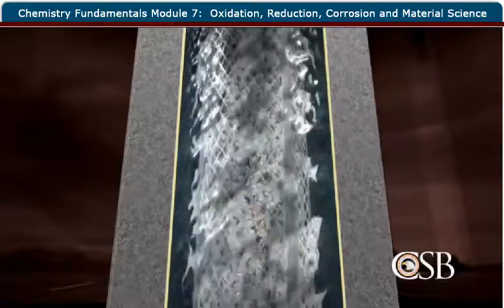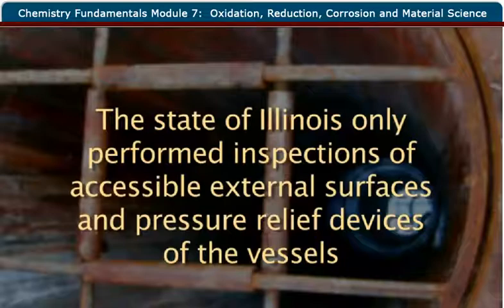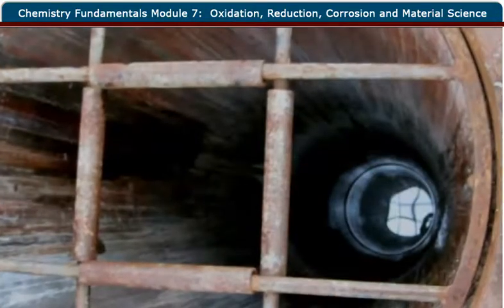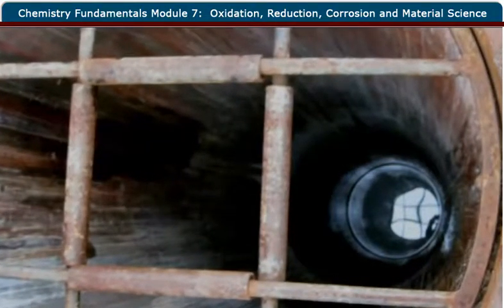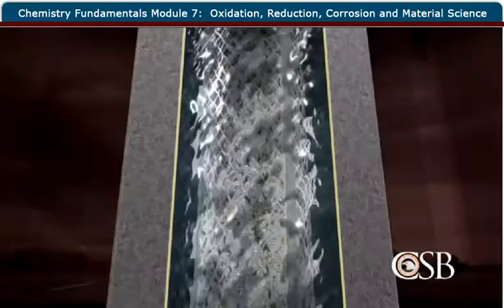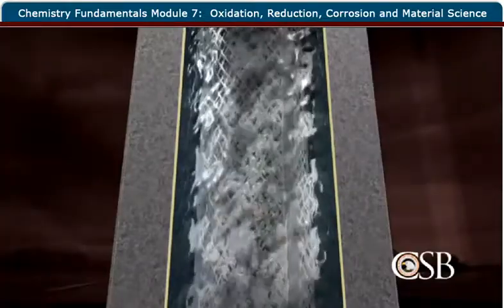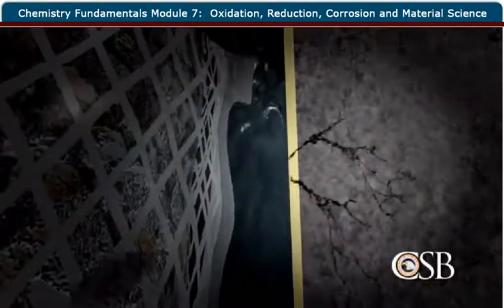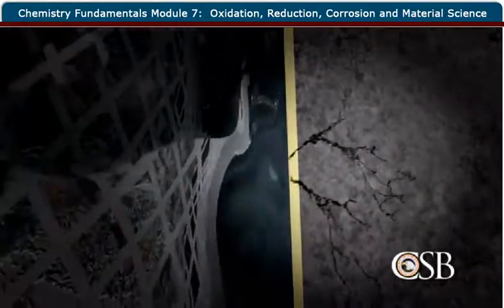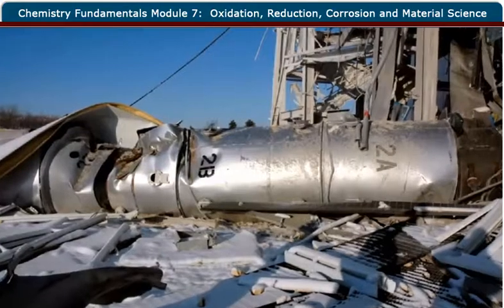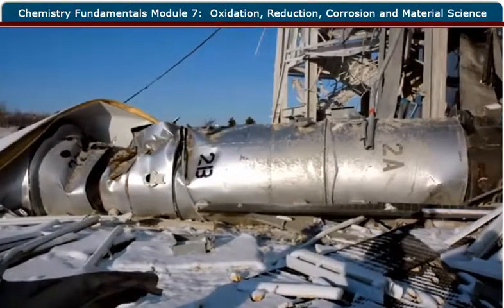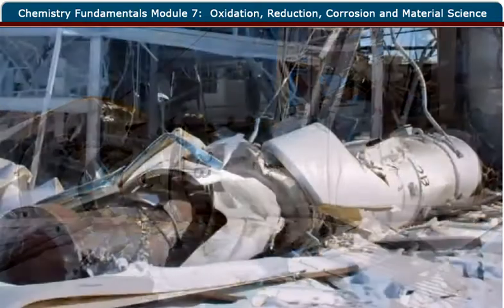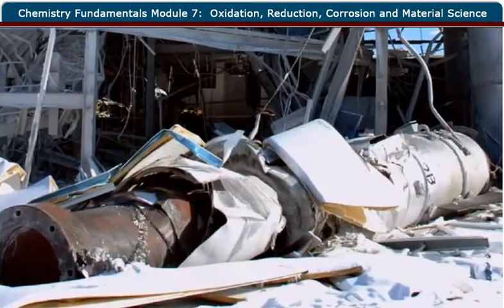And over the years, the state of Illinois only performed inspections of accessible external surfaces and pressure relief devices of the vessels, never examining the vessels for corrosion inside. The state had approved the vessels for non-corrosive use without thoroughly examining whether the crystal growing process would corrode the metal walls. Overall, the CSB found that no certified inspector had ever performed internal inspections of vessel number 2 during the 6 years it was in service.